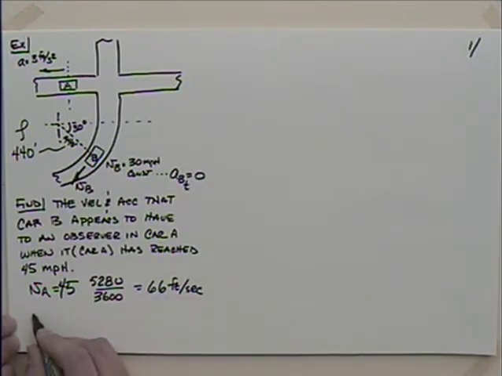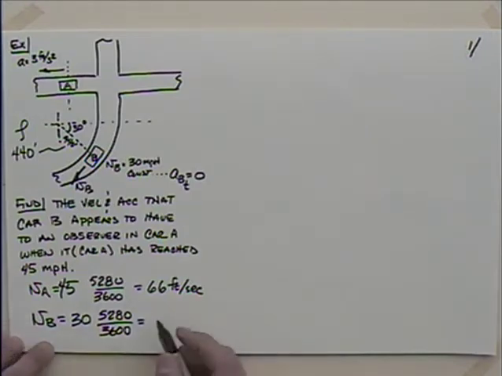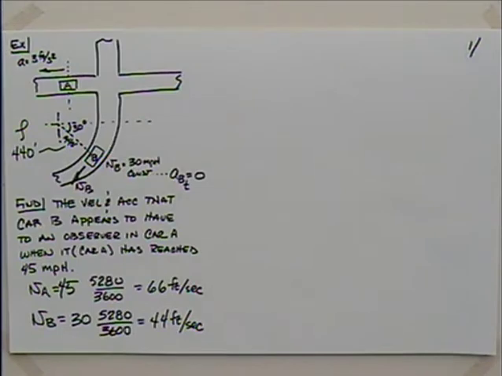I'll do the same thing for the velocity of B. The velocity of car B is 30 miles per hour. I'll multiply by this 5,280 divided by 3,600, because 5,280 feet in a mile, 3,600 seconds in an hour, and I come up with 44 feet per second. I think on the first day of class I mentioned that 60 miles per hour was 88 feet per second, so that makes sense.